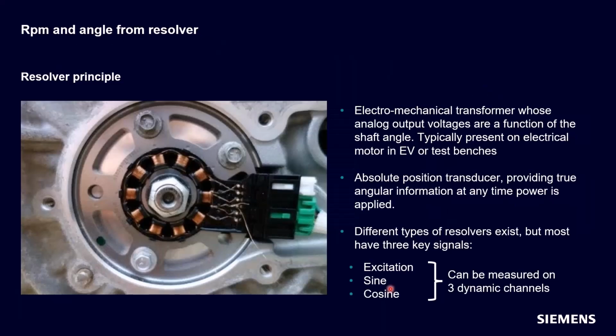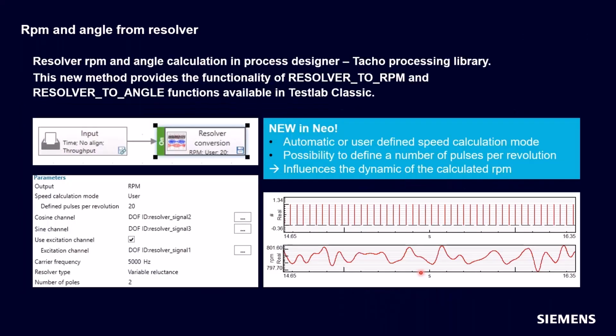Okay, then the last thing I think I'll show is Resolver. Here we can take Resolver's data that's been pulled off, and it's usually got a sine and a cosine channel, and it may have an excitation channel as well. And we can use that to calculate RPM. So we have this Resolver conversion method that's available to us. The output mode can be RPM or angle. Speed calculation can be automatic or user-defined.